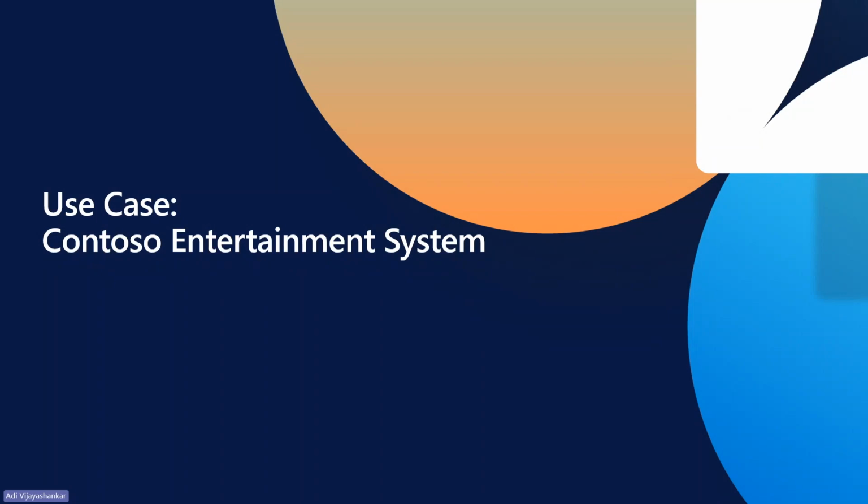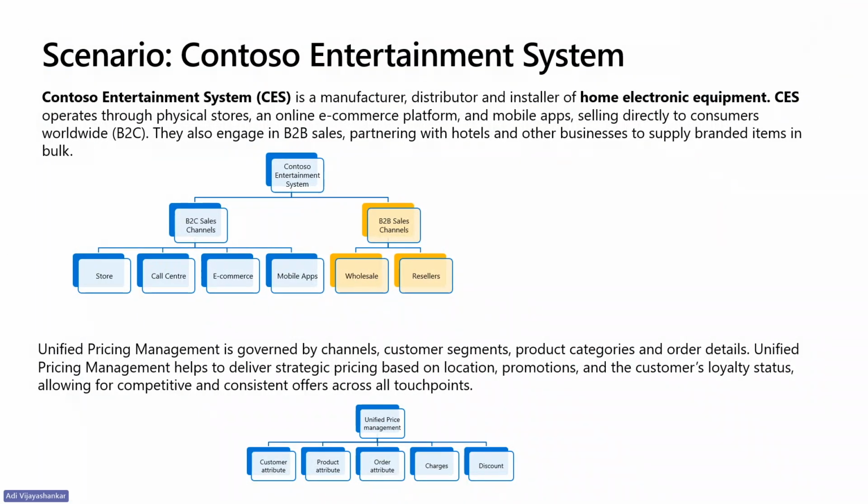Throughout this Tech Talk, we will use Contoso Entertainment System as a reference organization to describe the concepts of pricing management and for various demos. Contoso Entertainment System manufactures, distributes, and installs home electronic equipment. Contoso has two main distribution channels: B2C, where they sell directly to consumers through physical stores, an e-commerce site, mobile apps, and even a call center; and B2B, where they work with wholesale partners, resellers, and a sales team to handle larger business orders.